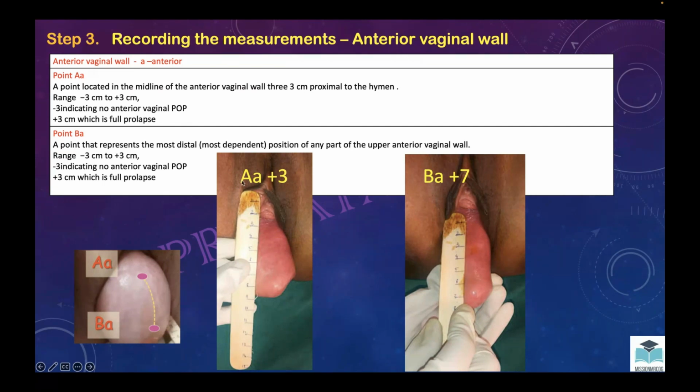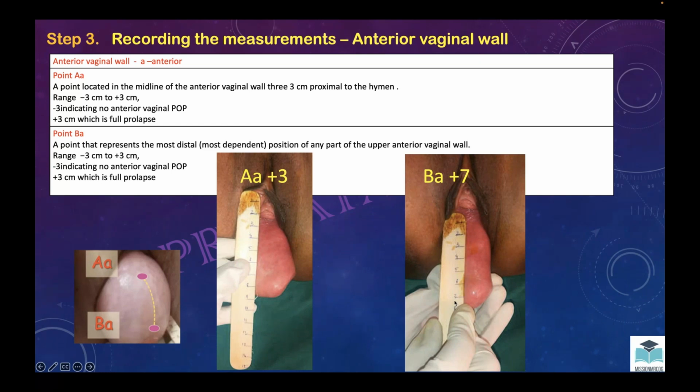Now BA is the most distal part of the anterior vaginal wall. So this is the prolapse, and this is the most distal part of it. What is this marking? You can see it from here. This is nearing 7. So you can see here AA is plus, and the anterior wall is completely prolapsed here. So this would be the AA point, and this will be the BA point. Is it clear?